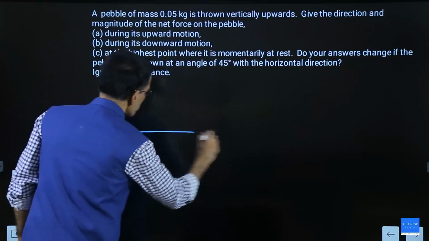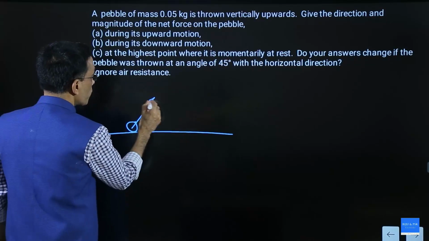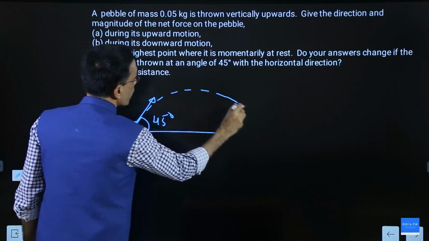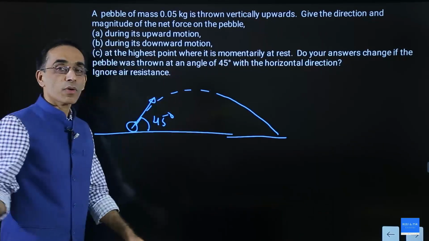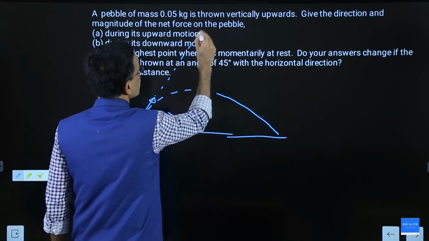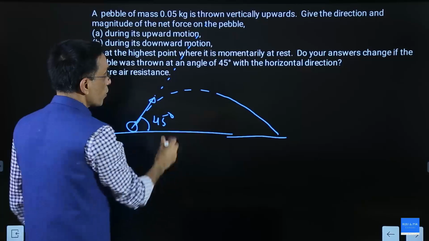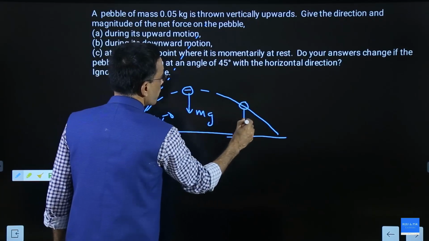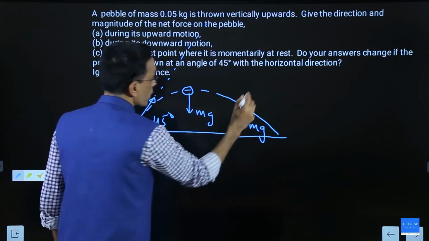Assume that you throw this at 45 degrees, then it will follow a parabolic path. Tell me, why does it follow a parabolic path? Because there is a force acting. Why doesn't it go straight up into space? Because there is a force acting downward. At every point there is a force acting, and that is mg.